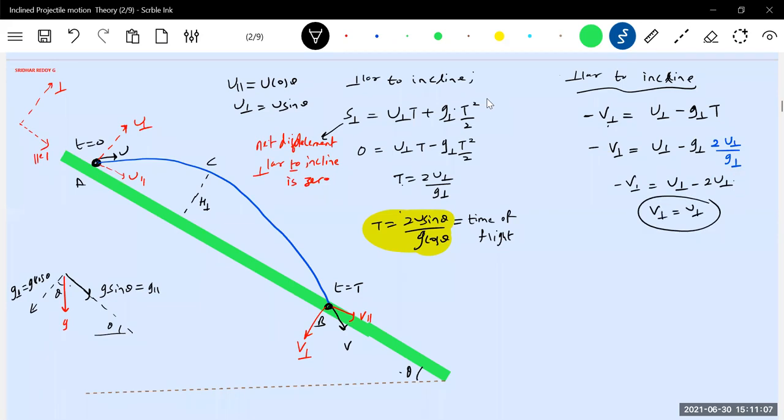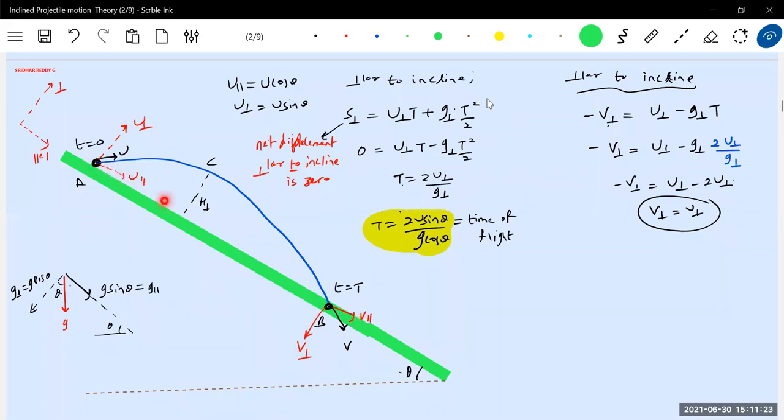So finally, what do we get? With what speed it was projected normal to the incline, this was the component of velocity perpendicular to the incline. With the same speed, it will strike normal to the incline here. Okay, I got one component. What about the other component parallel to the incline?